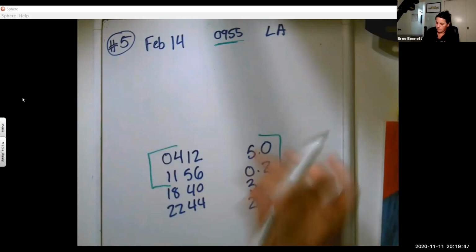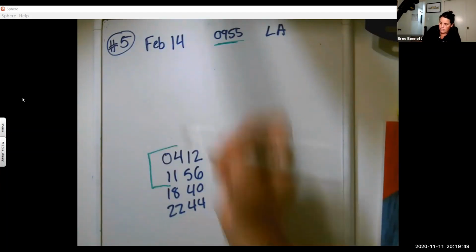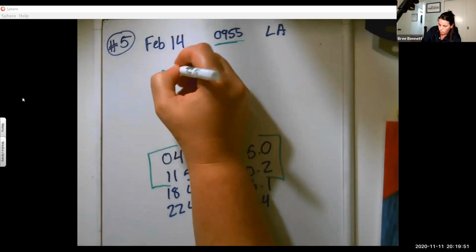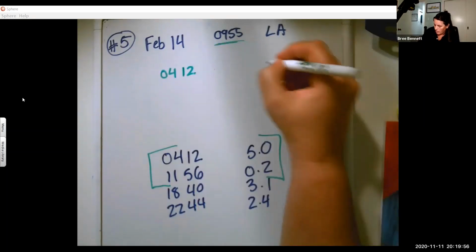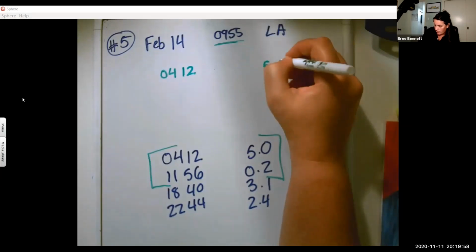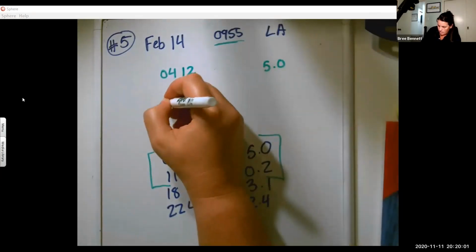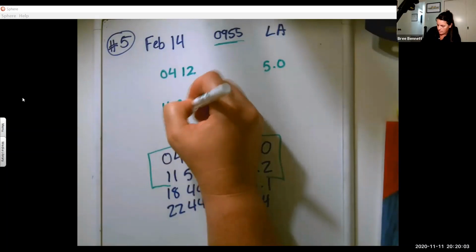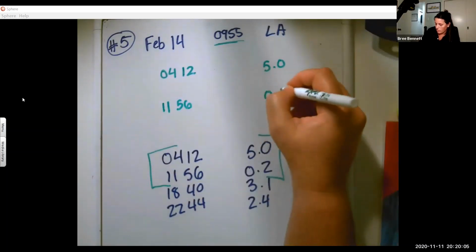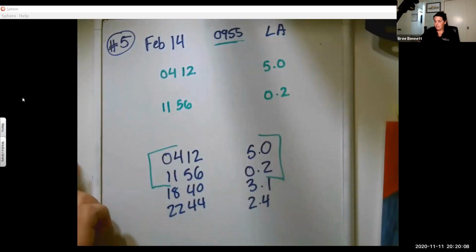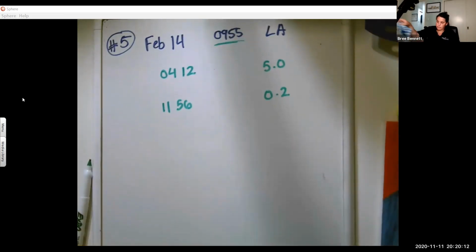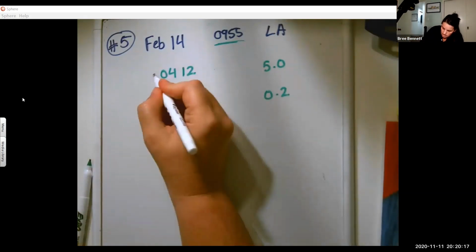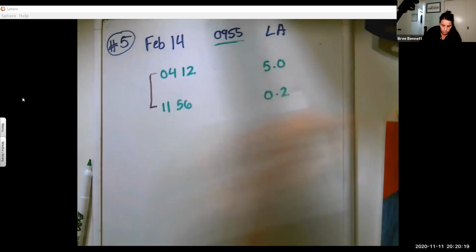I'm going to have 04:12, the tide is 5 feet. At 11:56, the tide is 0.2 feet. So when we go to our table 3, we have these, oh, I didn't write in.